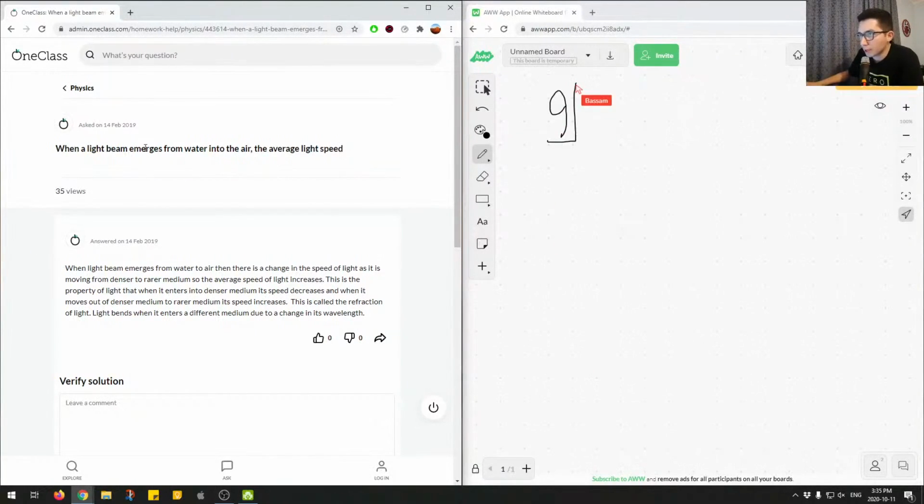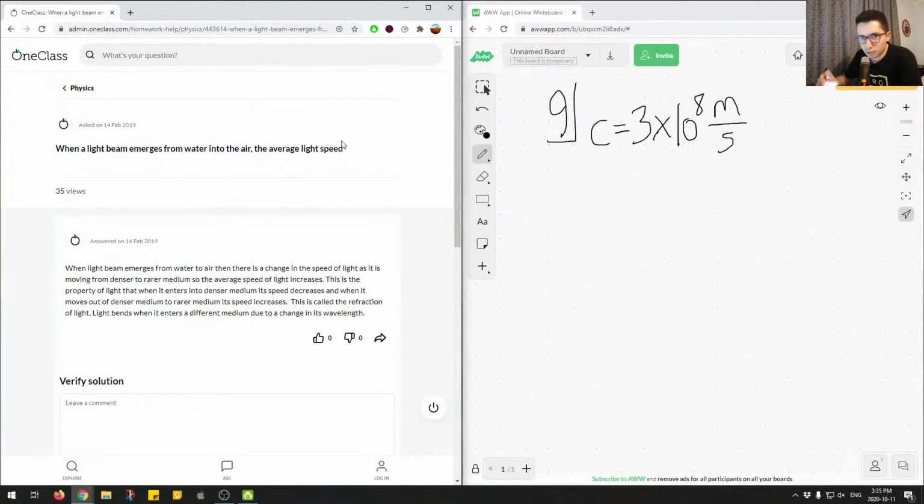When a light beam emerges from water into the air, the average light speed is what? So we have two mediums, water and air, and we're thinking about light speed. We know that in a vacuum, when there's essentially nothing, the speed of light is represented by the variable c, and it will equal 3 times 10 to the 8 meters per second. So that's in a vacuum.